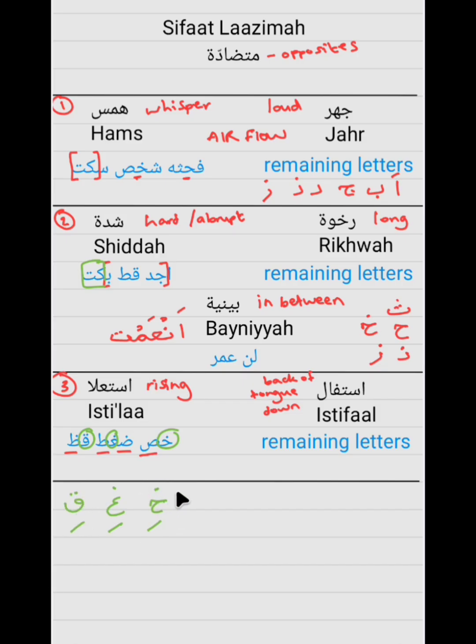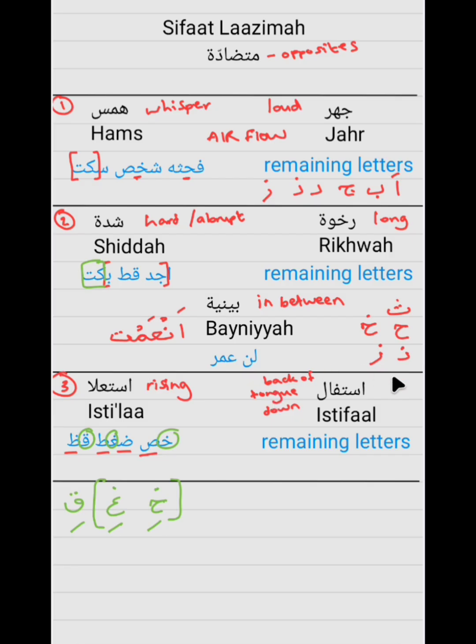As well as if these two letters, kha and ghain, are sakin and preceded by a kasra, like inna fi ikhtilafi al-layli, that is going to be empty mouth as well. Example for this one, وَخُذْ بِيَدِكَ ضِغْثًا. Because it's preceded by a kasra, it's going to be emptier.